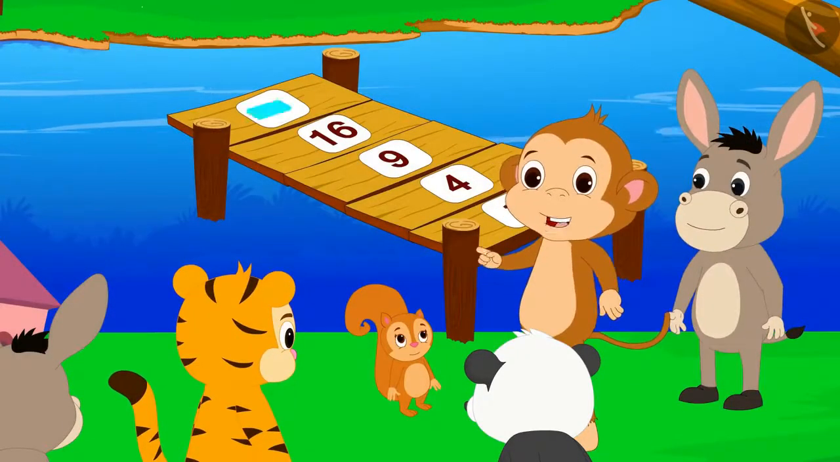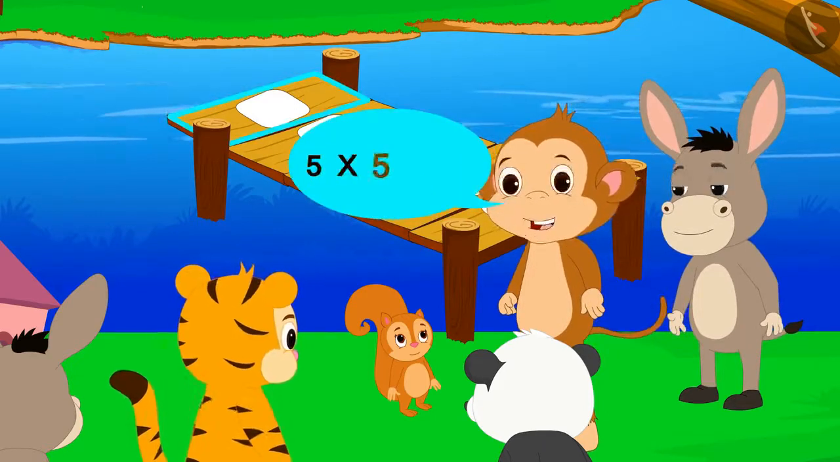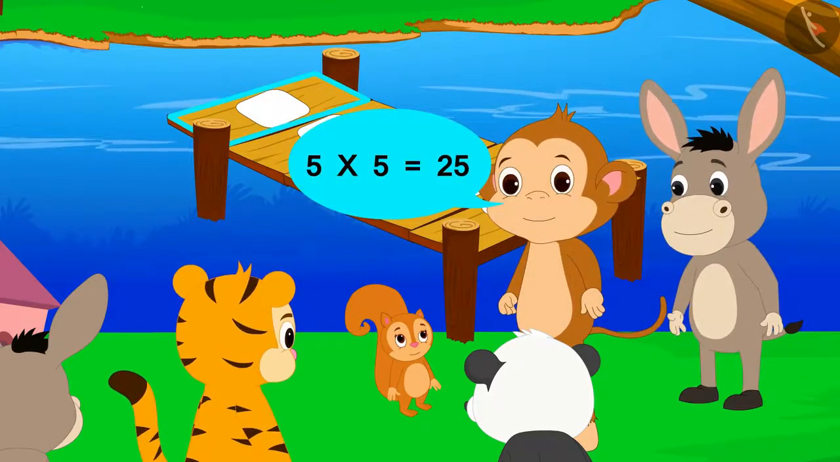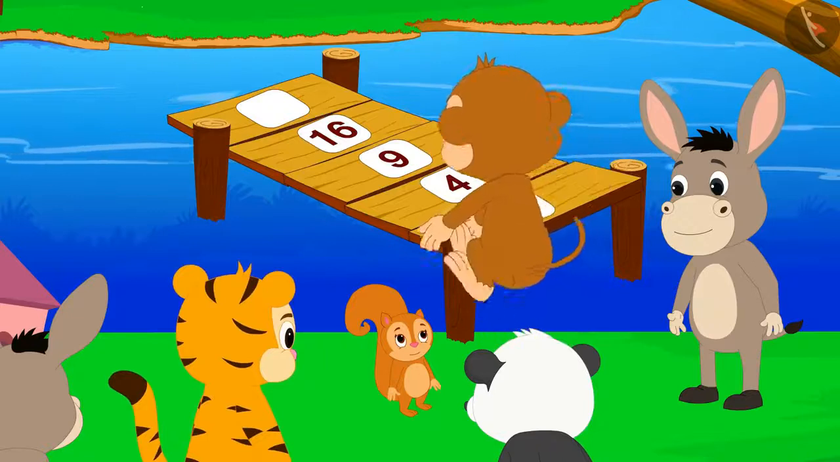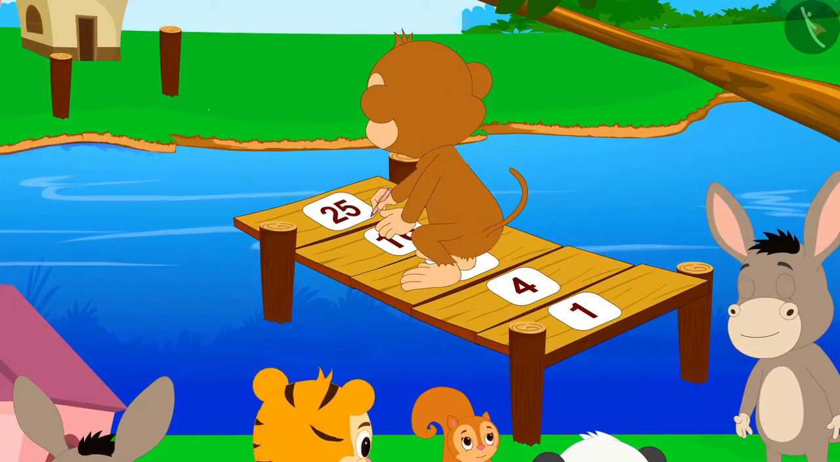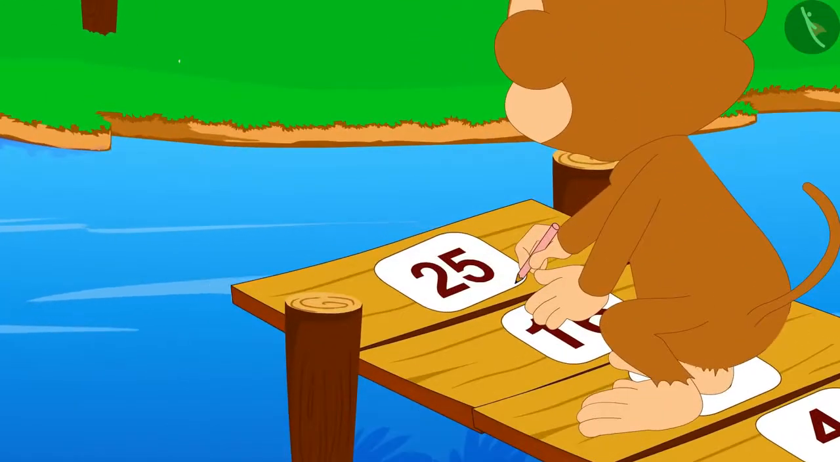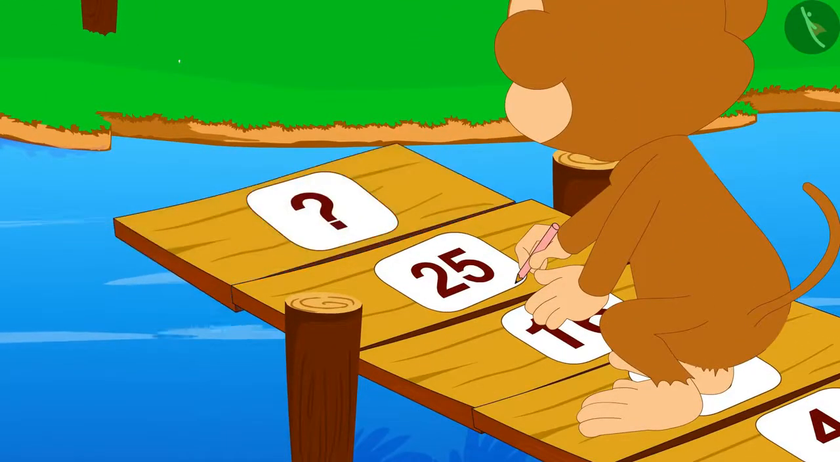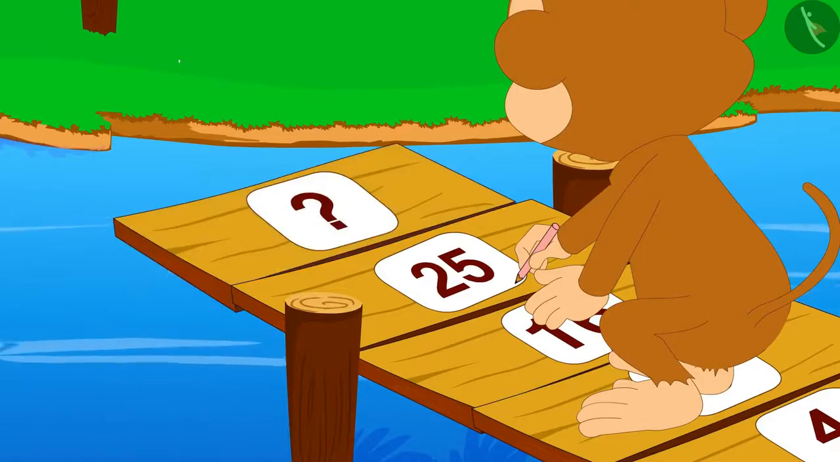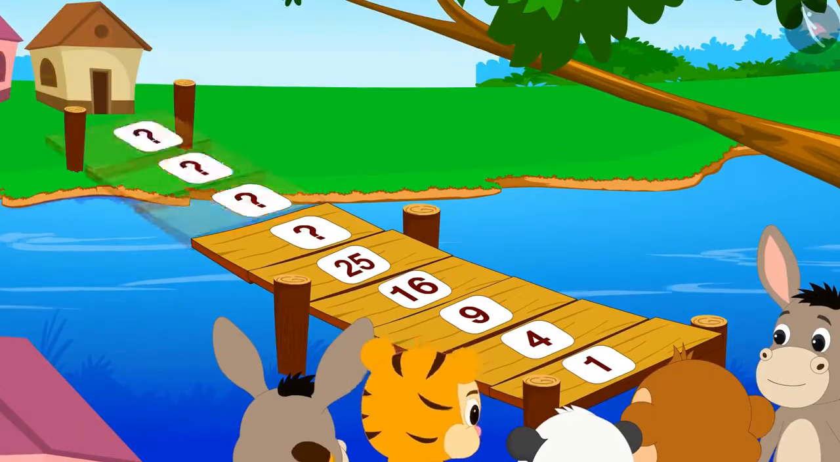That would mean the number written on this fifth plank would be 5 times 5, 25. Saying this, Babban immediately wrote 25 on the fifth plank. As soon as Babban wrote the number, the next plank of the bridge got added to the bridge. Now, all the villagers started finding the numbers of the next planks.